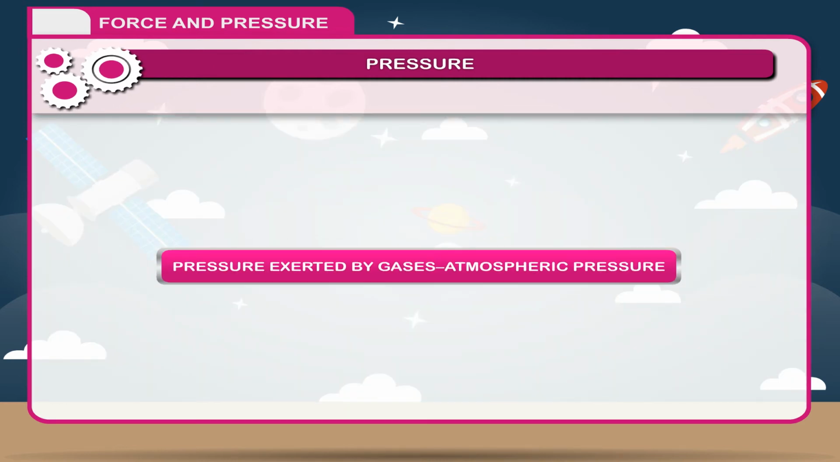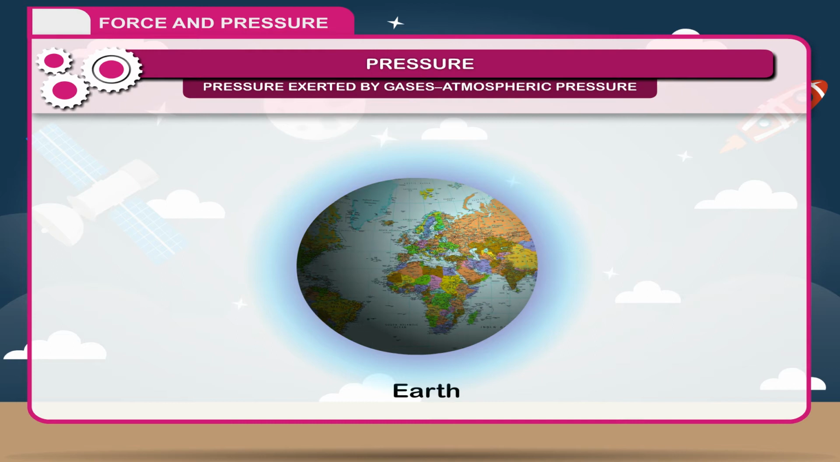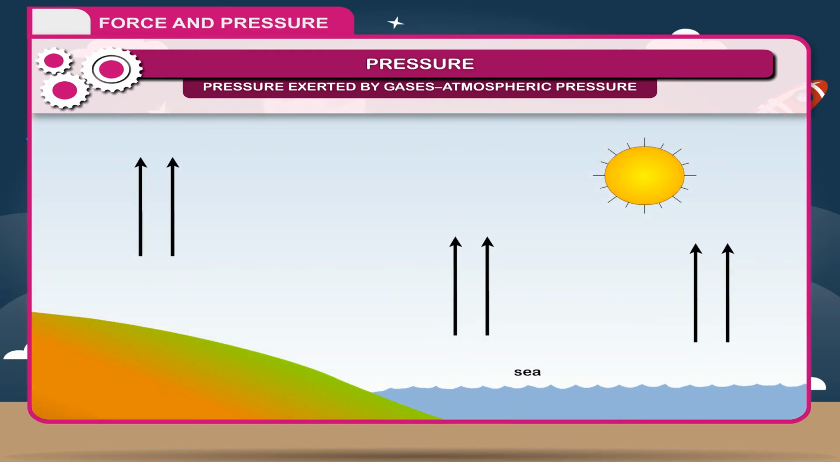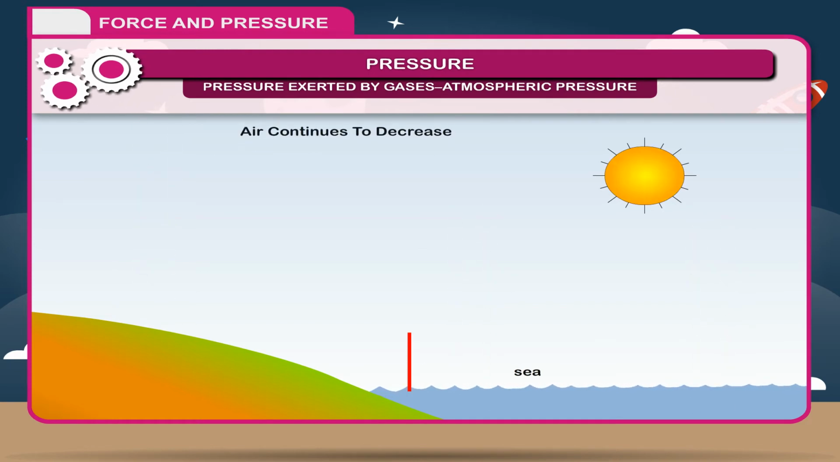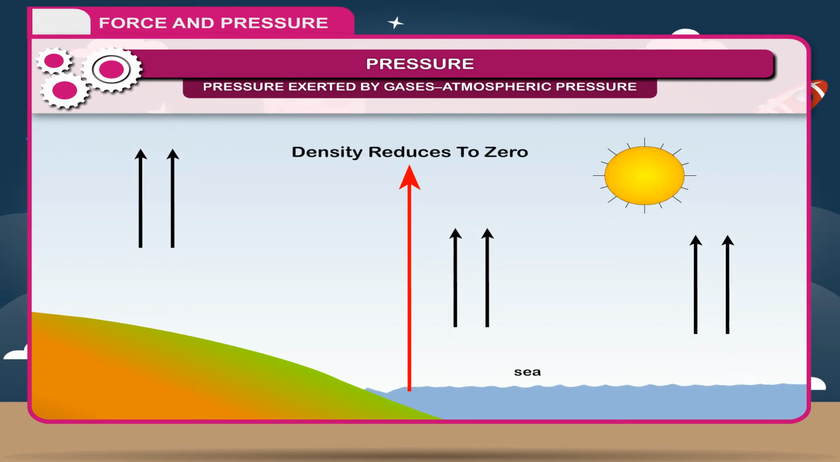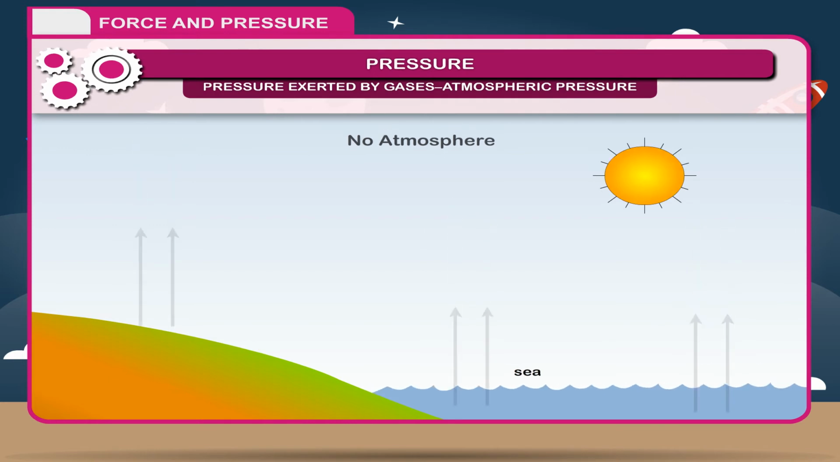Pressure exerted by gases. Atmospheric pressure. The layer of air around the Earth is called atmosphere. As we gradually move up, the density of the layers of air continues to decrease, and at a particular height, this density reduces to zero. Beyond that, there is no atmosphere.